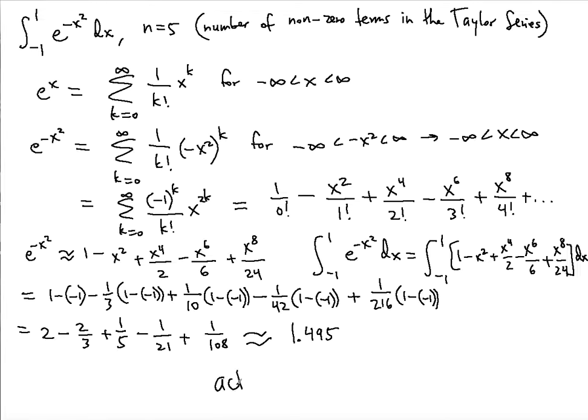Now the actual value, if you use the numerical method, is 1.494, rounded to 3 decimal places, right? So as you can see, we're pretty close. This is a very good approximation using the Taylor series expansion.